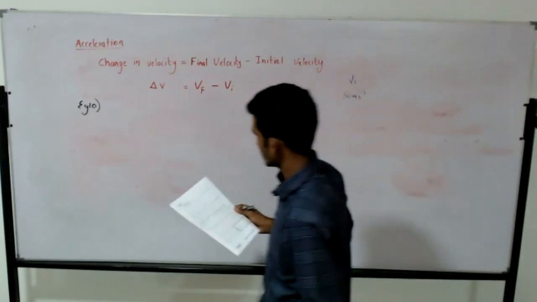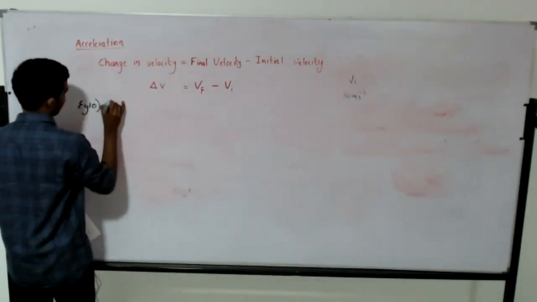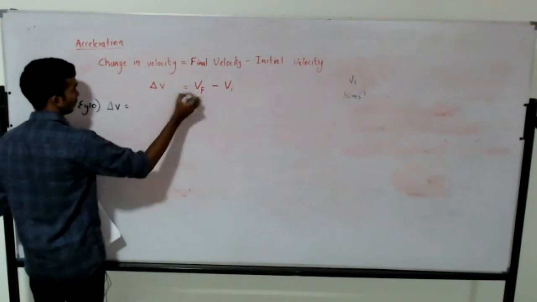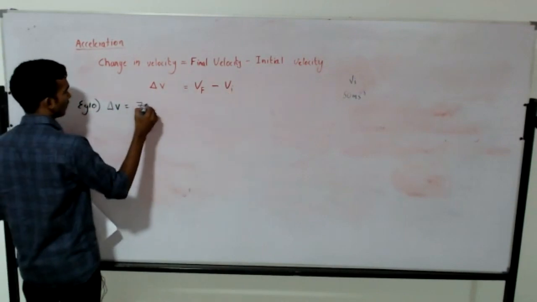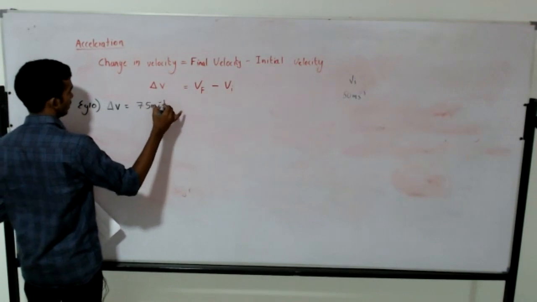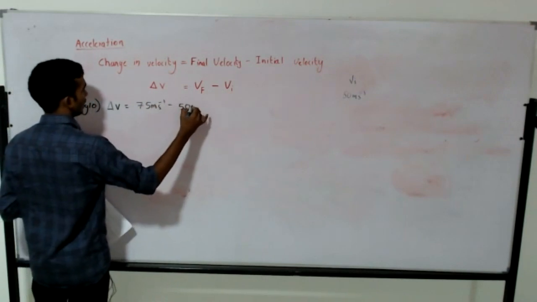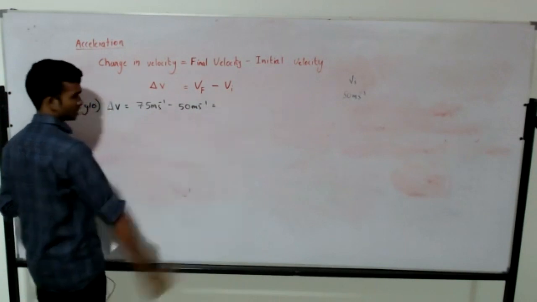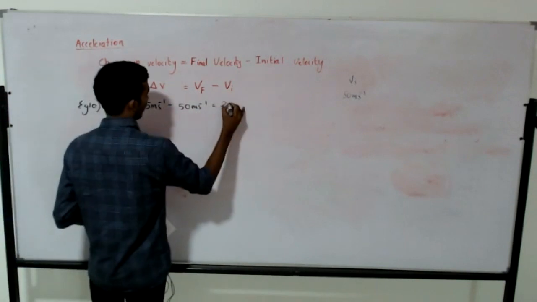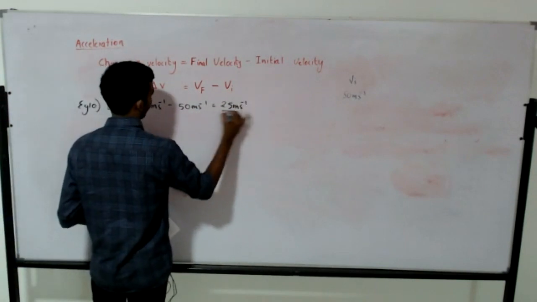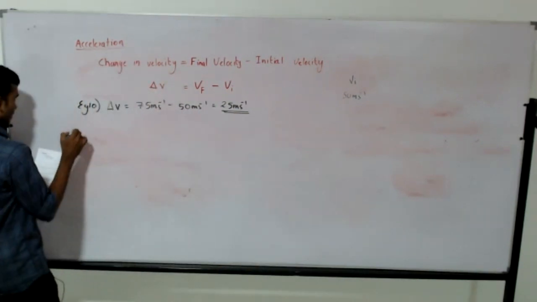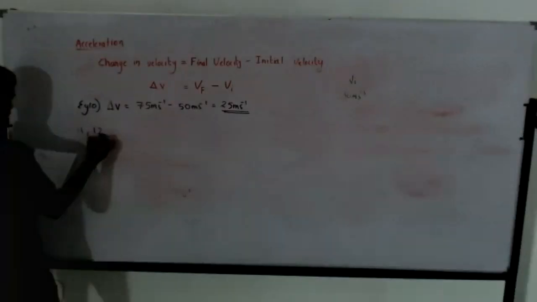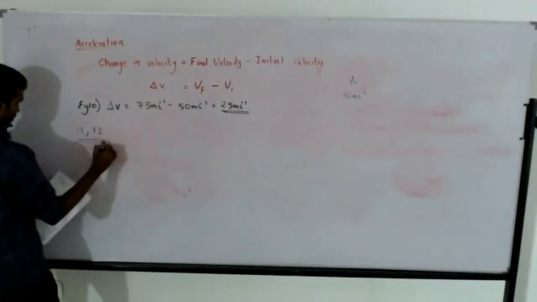What are they asking? Change in velocity. Change in velocity is going to be final minus initial. What is your final? 75 ms to the power minus 1. Initial, 50 ms to the power minus 1. What is your change in velocity? 25 ms to the power minus 1. You all do example 11, example 12 and send me the answers.